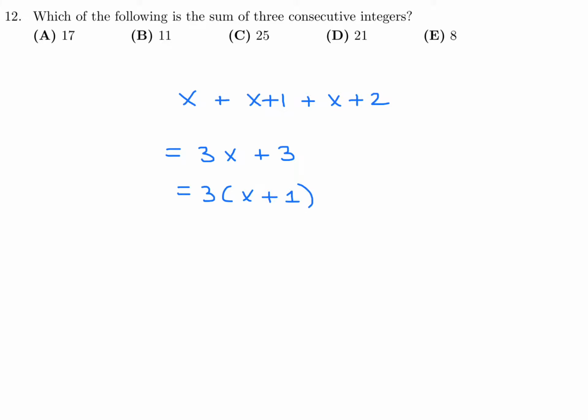So obviously, the sum is some multiple of 3. Which of these numbers is a multiple of 3? The only one is D. So number 12, the answer is 21.